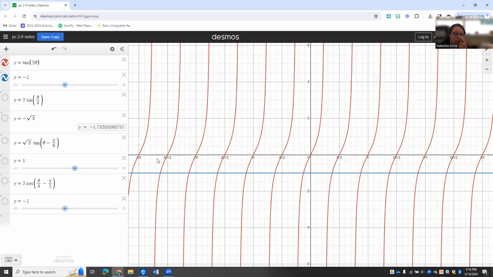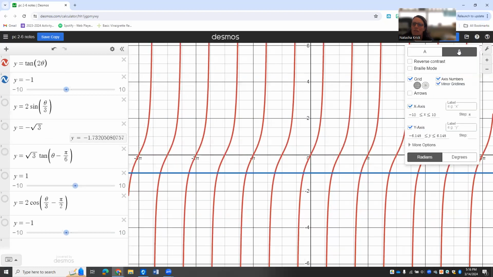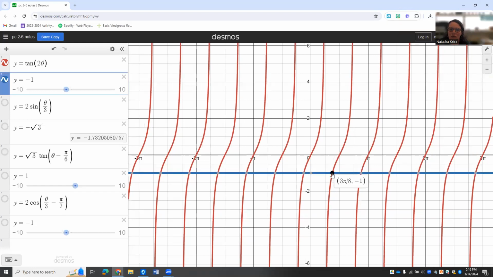So let's see what that looks like graphically. I've graphed the left-hand side of my equation as my red curve here, and the right side is -1. And so if we look to see where they intersect here, we can see there's 3 pi over 8, 7 pi over 8, 11 pi over 8, 15 pi over 8, 19 pi over 8, and 23 pi over 8. There are my first 6 solutions.